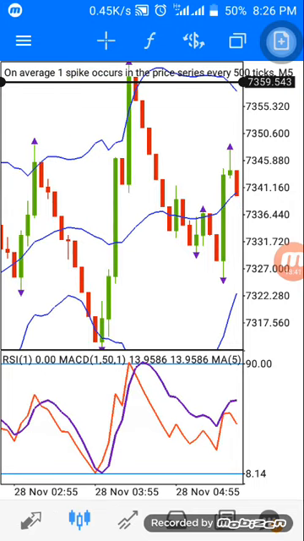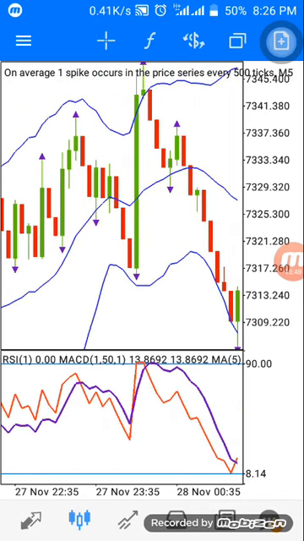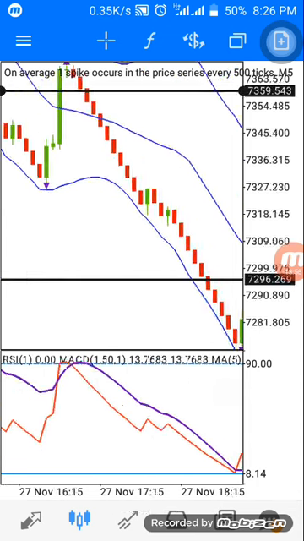Okay, now for you to get these things right, you have to be patient enough. It happens many times. Look at it here. When it crosses at the overbought level, you can take your trade, and that trade should come up here.